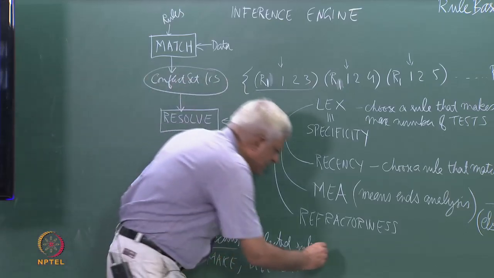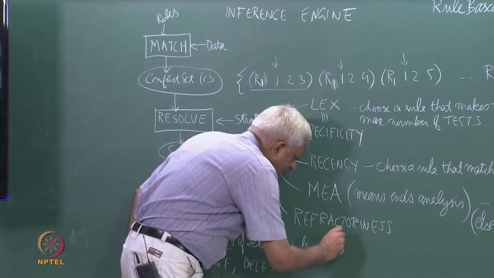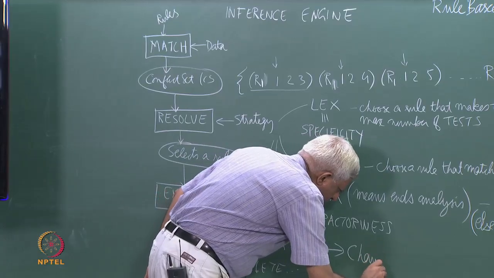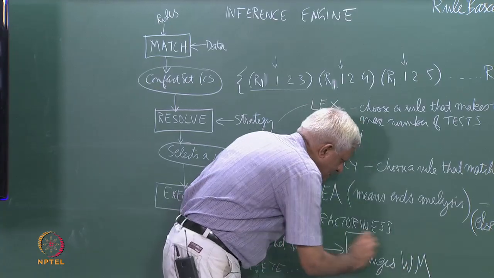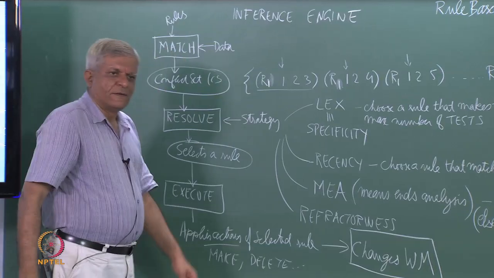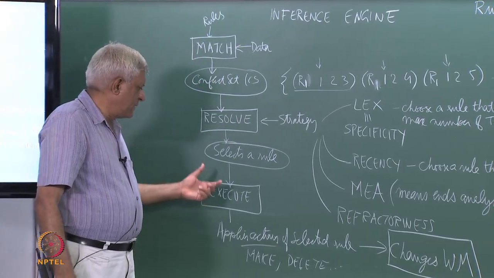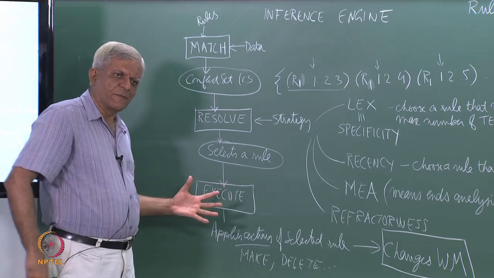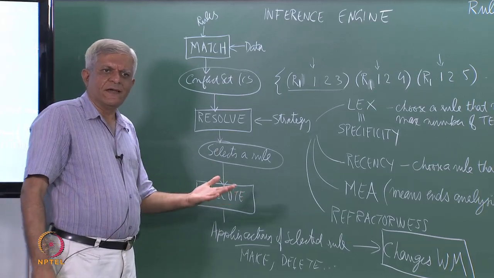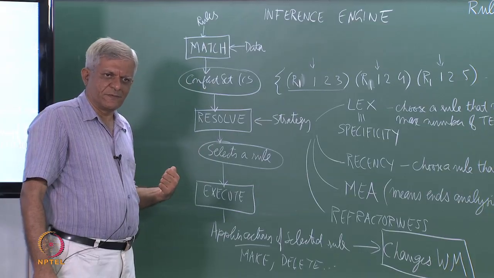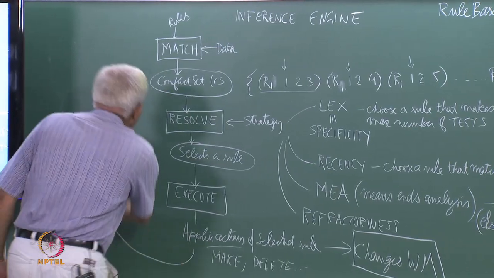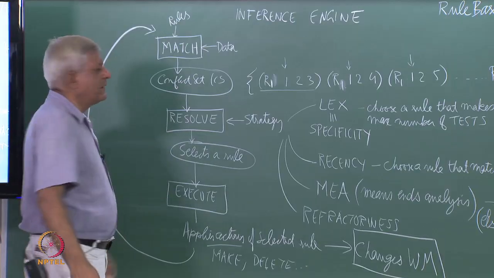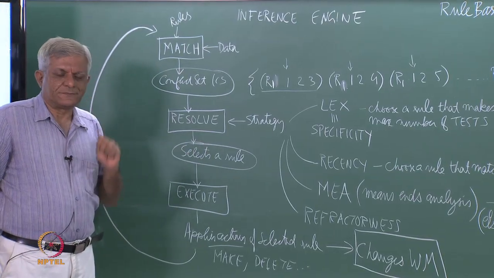So, what is this doing? It changes the working memory. The effect of execute is to change the working memory. It may add some new data and it may delete some old data from the working memory. So, now you have a new working memory, and now you have to go back all the way and do the match all over again.